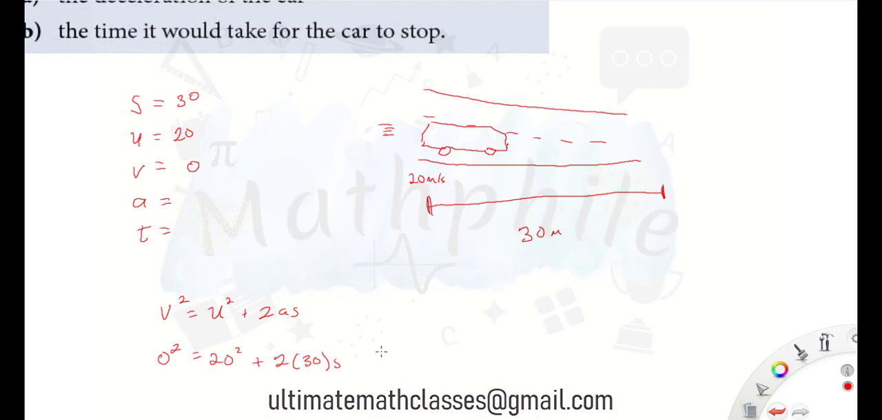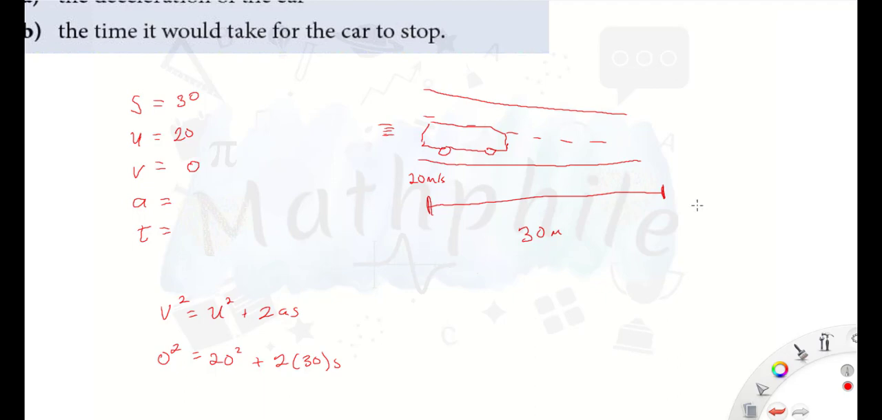Sorry, the acceleration should be A instead. So this is negative 400 is equal to 60A, and if you do the manipulation, what will you get for A? What are you getting for A? Yes, A is negative 6.67 meters per second squared.